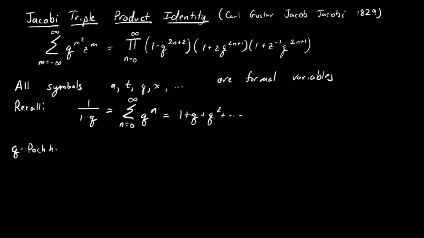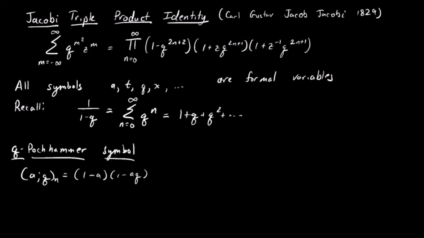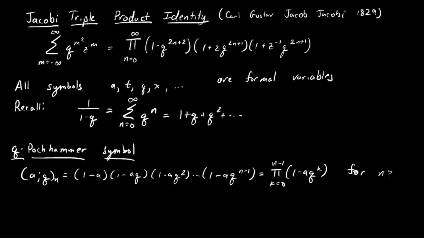Okay, so we begin by introducing what's called the q-Pochhammer symbol. What we're going to write is (a; q) sub n. This will be taken to mean the product (1 minus a)(1 minus aq)(1 minus aq squared), and we keep going until we reach 1 minus a q to the n minus 1. And more compactly, we can just express this as the product of 1 minus a q to the k, as k goes from 0 to n minus 1. All right, and we'll define this for n bigger than or equal to 1.